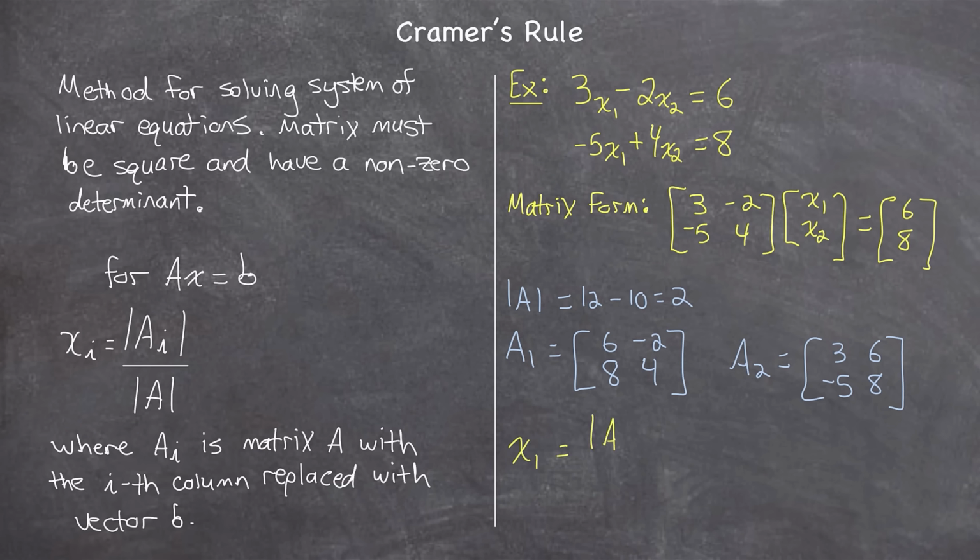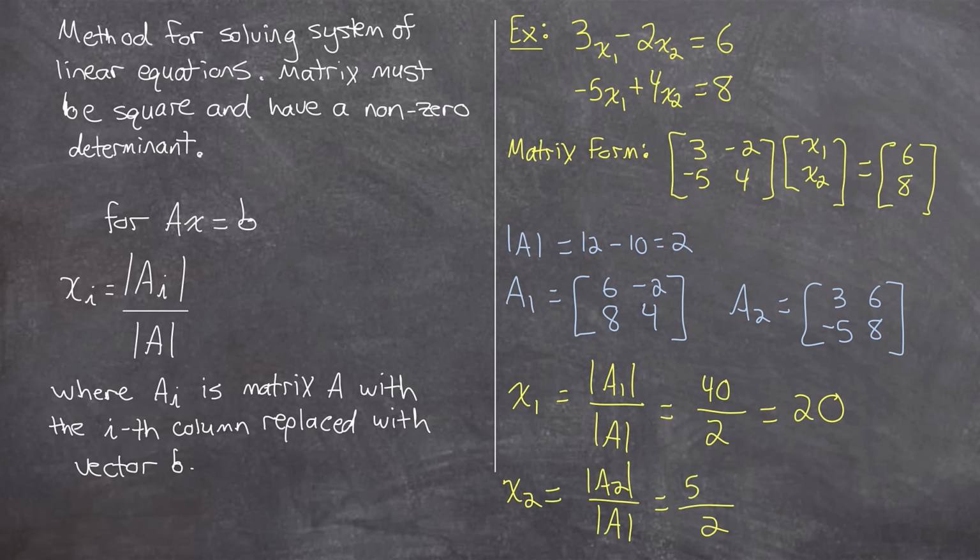And x2 would be the determinant of A2 divided by the determinant of A. Determinant of A is 2. And we need the determinant of the A2 matrix, which would be 24 minus -30, which is 54. And 54 divided by 2 is 27. So based on Cramer's rule, I see there is one unique solution to this system. It's when x1 is 20 and when x2 is 27.